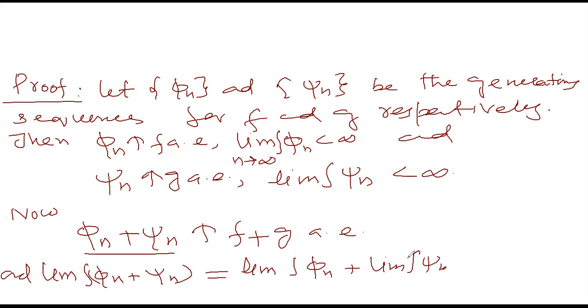And both the limits exist because both are finite. Therefore, when we have two sequences a n and b n so that the limits of both sequences exist, then the limit of a n plus b n is equal to the limit of a n plus the limit of b n. So here the limit of the integral of phi n exists, and the limit of the integral of psi n exists.